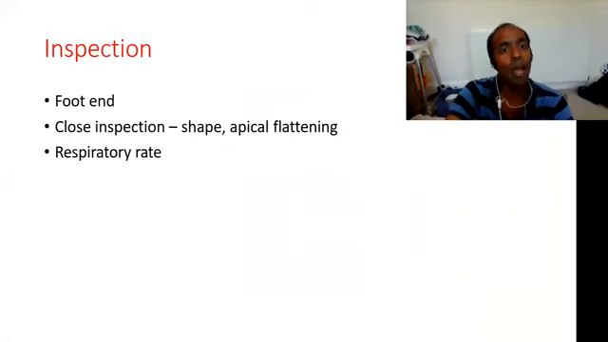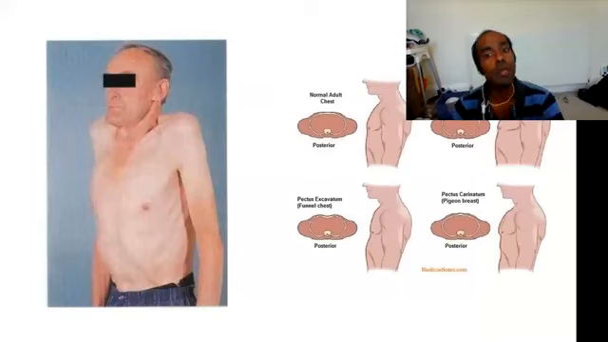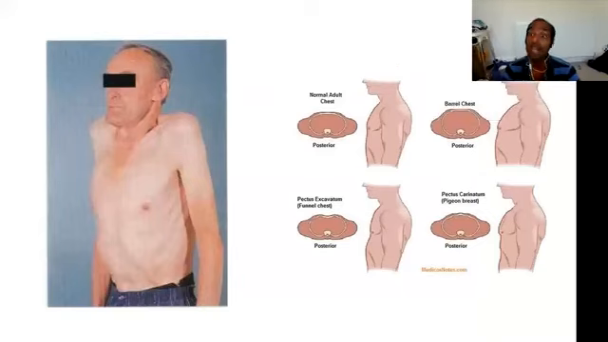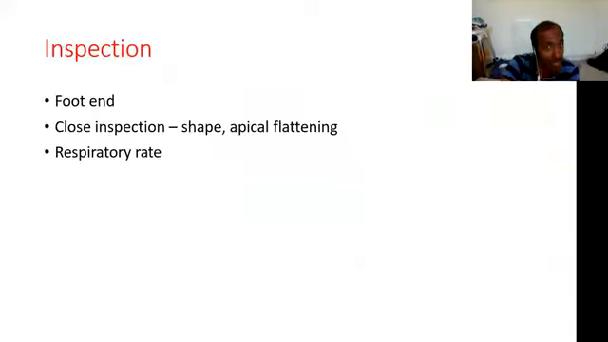And also, by close inspection, you should be able to identify the barrel-shaped chest. So barrel-shaped chest basically is when the anteroposterior diameter is equal to or greater than the transverse diameter of the chest. So you might see a barrel-shaped chest, you might see apical flattening. And this is a good example of apical flattening. And also you can see use of accessory muscles of respiration.